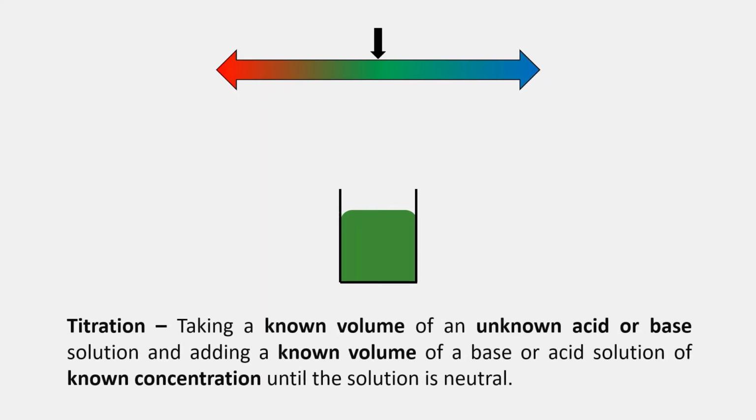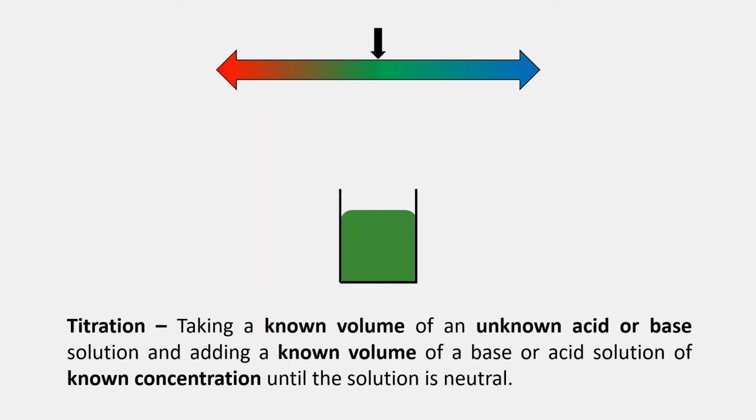Now, I know that's been a lot of information, but that's basically what a titration is. It's just taking a known volume of an unknown acid or base and adding a known volume, again this known volume, of a base or added solution of known concentration until the solution is neutral. And this is where people can struggle quite a bit, because you've got a number of values to keep in your head or keep down on paper.